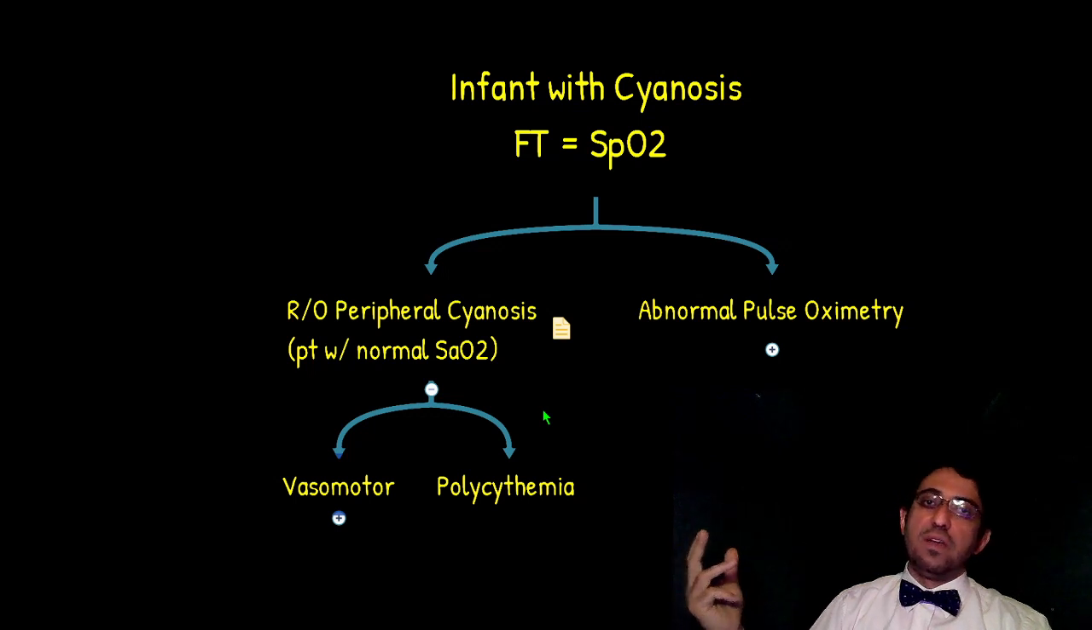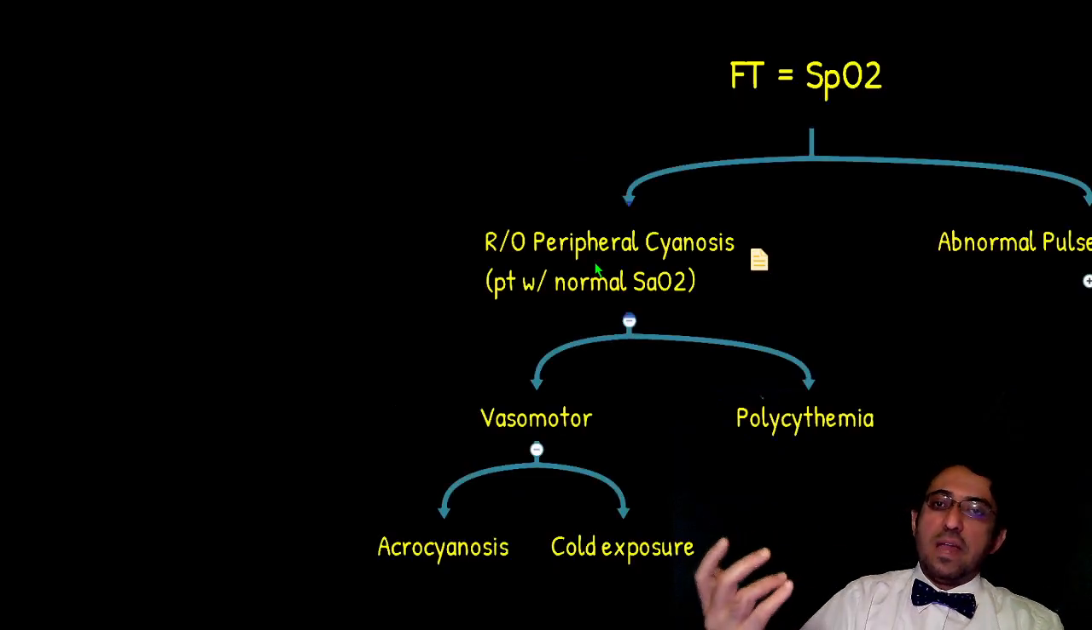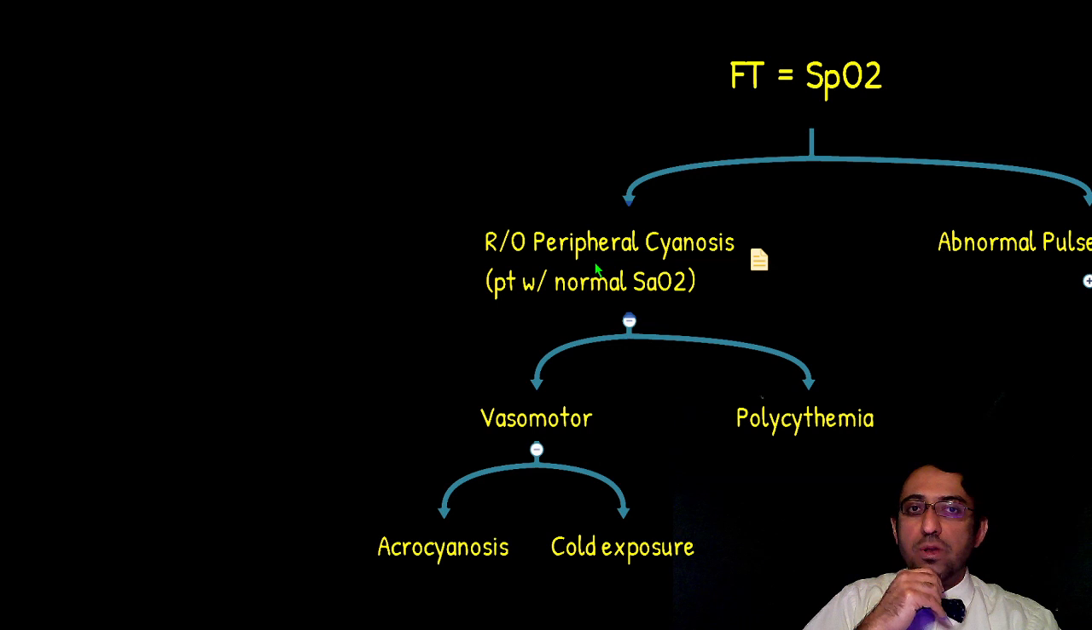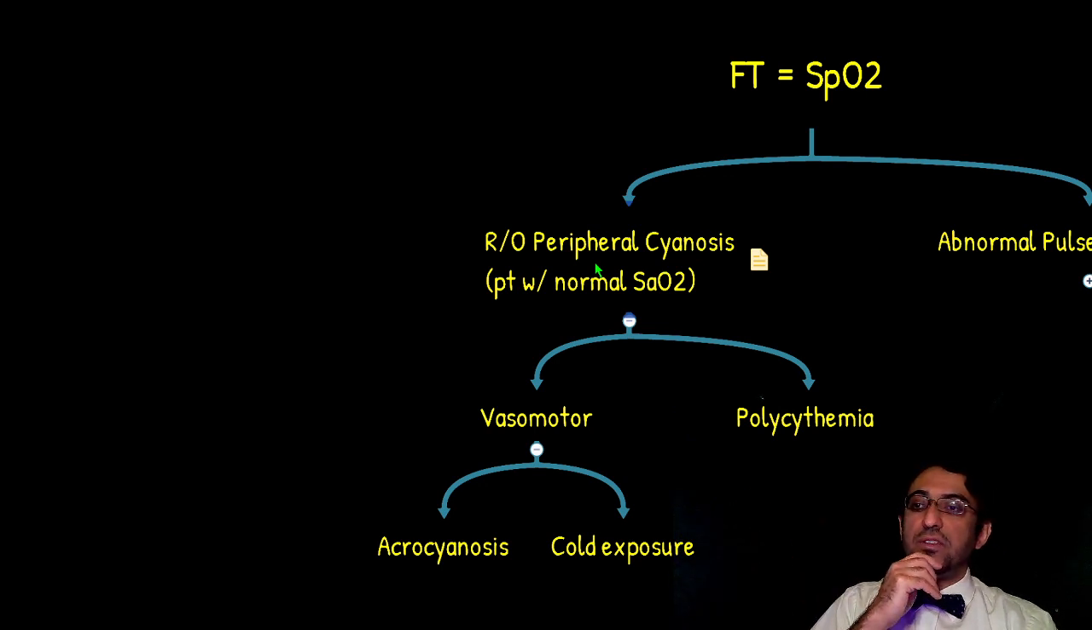What are the differential diagnoses of acrocyanosis? One is the vasomotor response, for example, to cold exposure. The second important differential is polycythemia. What's the management of peripheral cyanosis? No management is required. It's considered normal, and so reassurance is the next step. If there are any worries about underlying etiology for polycythemia, we can order CBC and hemoglobin and hematocrit studies.